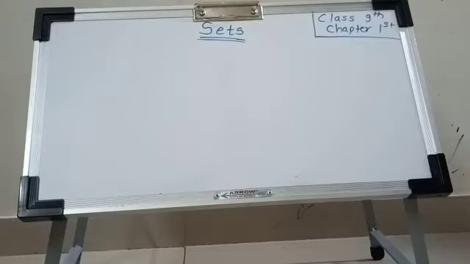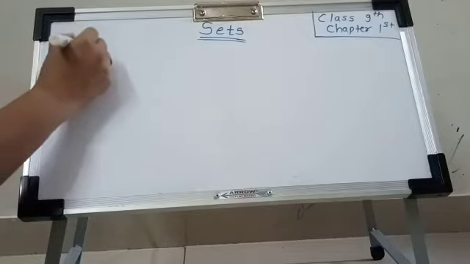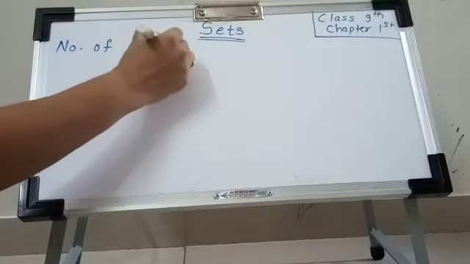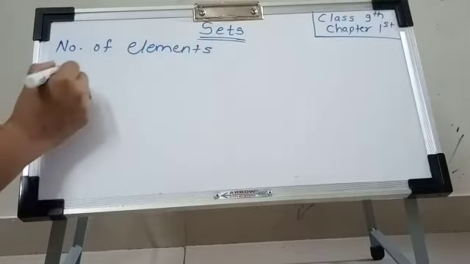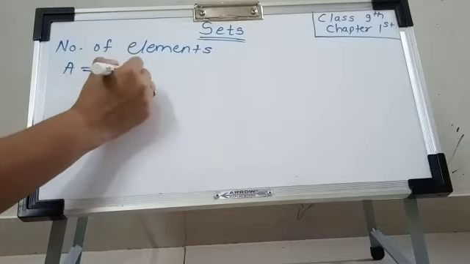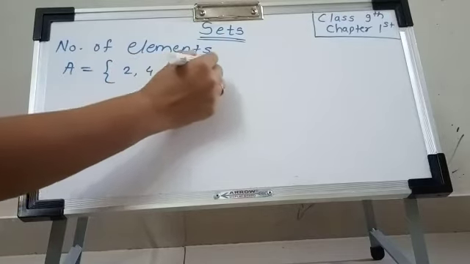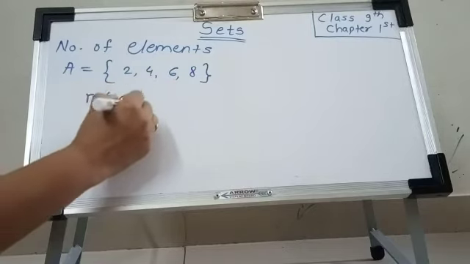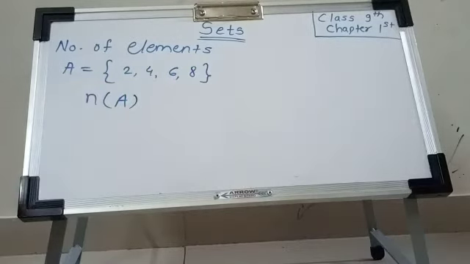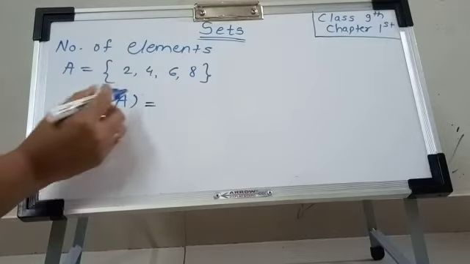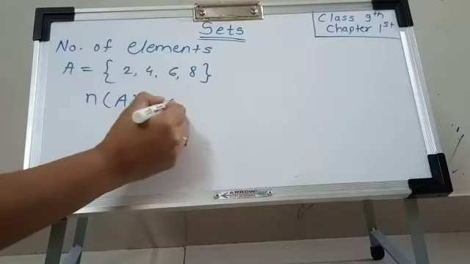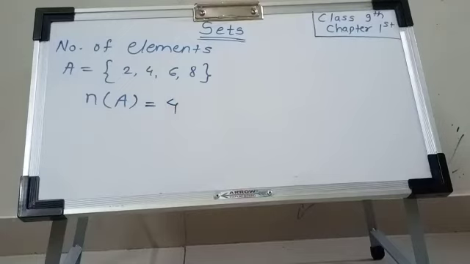Now, we solve the examples on intersection and union, disjoint set. One formula remains here: number of elements in a set. Suppose A is a set having 2, 4, 6, 8. You write the number of elements by n. N means number of elements. n(A) is equal to 4, meaning the number of elements in set A is 4.